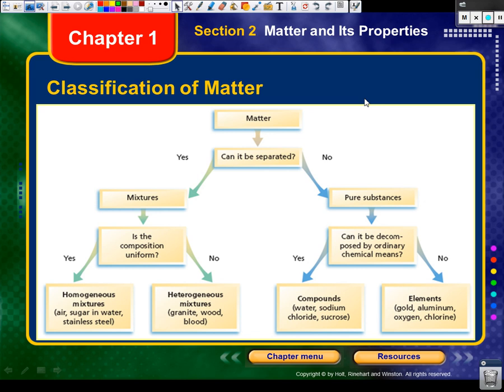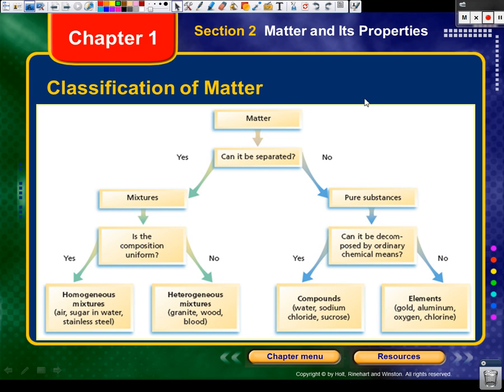I can't stress to you how important this picture is, even though it kind of looks weird. You don't want to spend a whole lot of time looking at it. It is important that we understand what matter is and how we classify it. Because it can be classified into 4 things: homogeneous mixtures, heterogeneous mixtures, compounds, and elements. But being able to figure out what it is is an important part of being able to determine its classification.